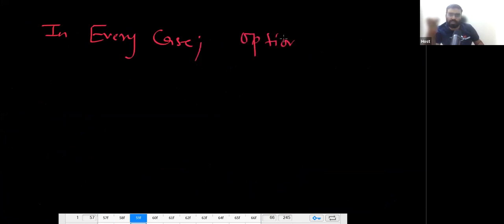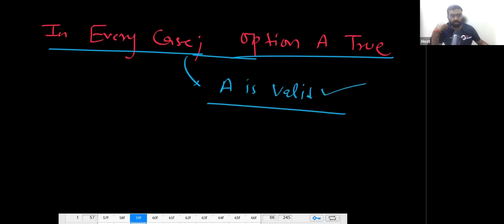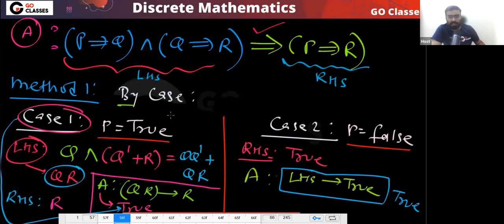Let me know. Please tell me. So remember, in every case, whatever case you take, this option A is true. What does that mean? Option A is true in every case. This means A is a tautology, or I can say A is valid. So you can solve like this very easily by the case method. This will save you a lot of time. A lot of practice we have already done on this case method, and it is a very easy method. Did you understand this method?